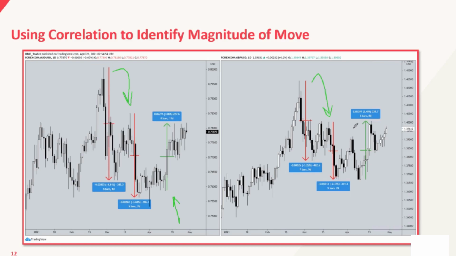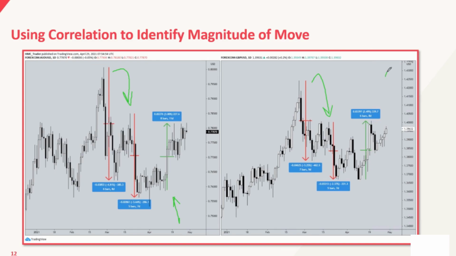So now that you know that the Aussie dollar moves in a bigger magnitude, very simply, if the pound dollar in a very strong impulsive move moves 2% and the Aussie dollar only shows about a 1.5% move, you can definitely buy the Aussie dollar, right?